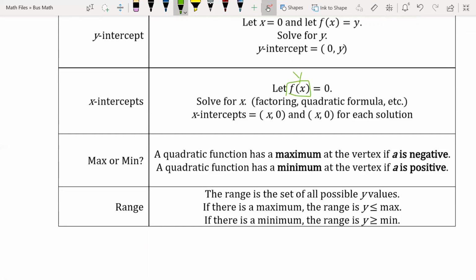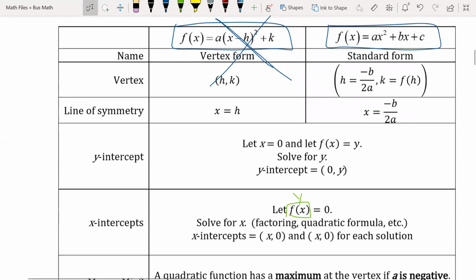Okay. So for an x-intercept, you let y equal 0 and you solve for x. All right. Now, maximums or minimums. Will your quadratic function have a max or min? This all depends on the sign of your leading coefficient. If a is negative, you'll have a maximum. If a is positive, you'll have a minimum. Now let's go back up and see what that means.